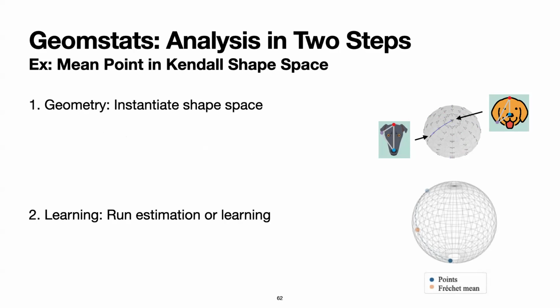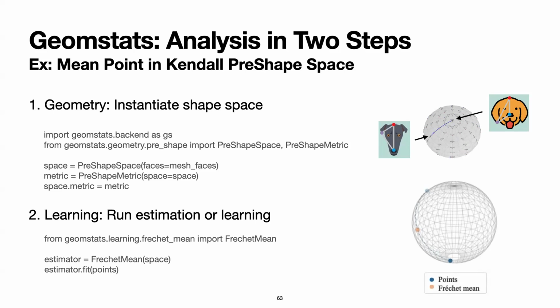Okay, so the two steps are first you instantiate the shape space. So choose the shape space, which in this case is our pre-shape space, which is what I was talking about, how this space is only invariant to translation and scaling. If we wanted to do the full Kendall shape space, then we would do the full Kendall shape space. But this is just an example. So first you instantiate the space. Space equals pre-shape space. Put in faces.